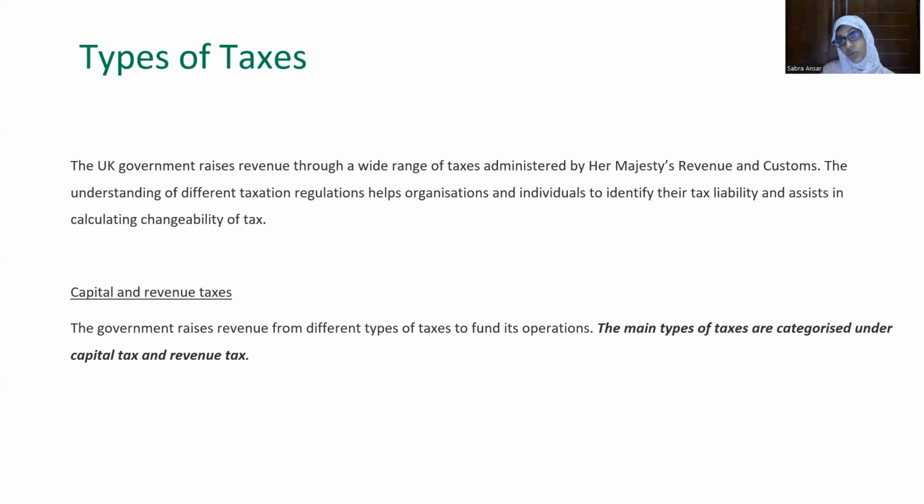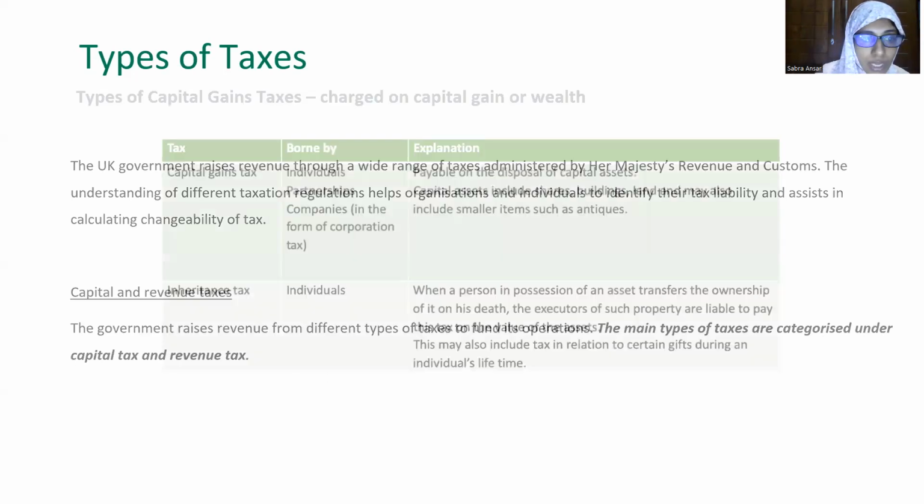As I told you before also, taxation is one of the main incomes for a government in order to run its operations and to contribute towards causes, like helping individuals and low income people. For all of this, taxes are being used. So the main types of taxes are categorized under capital tax and revenue tax, and we'll see how that is done.